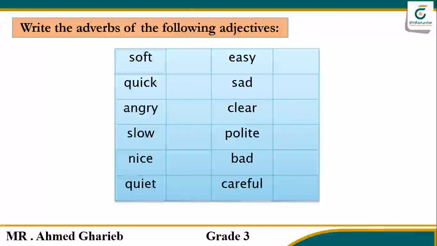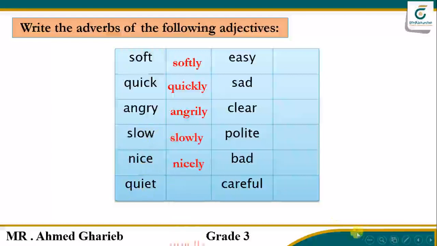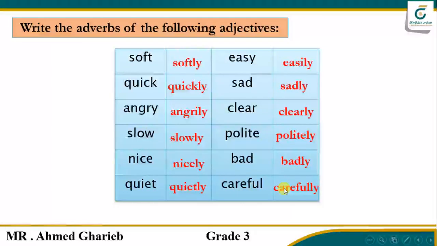Soft will be softly. Quick, quickly. Angry, angrily. Slow, slowly. Nice, nicely. Quiet, quietly. Easy, easily. Sad, sadly. Clear, clearly. Polite, politely. Bad, badly. Careful, carefully. Well done. You can check the answers after you finish them. Okay, let's have another exercise.